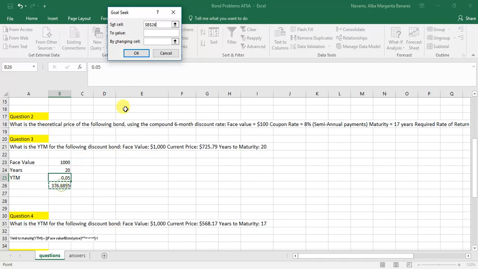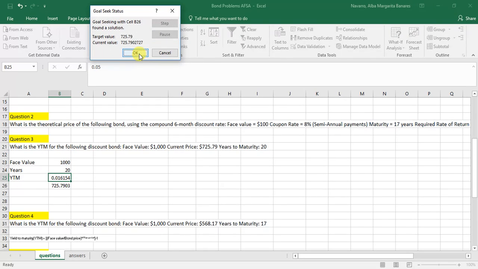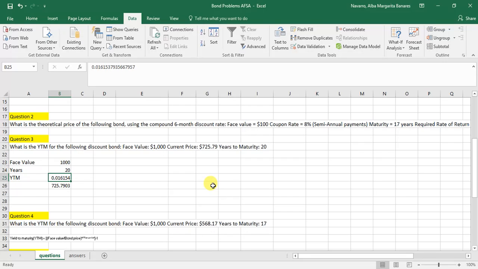We're changing this cell to correspond with our current price value, so 725.79, by changing the cell with our YTM. And we end up with a rate of about 1.6%, which is accurate. Sounds good. If we were to try and do this formula also, it would give us the same thing. You can check it out on your own.